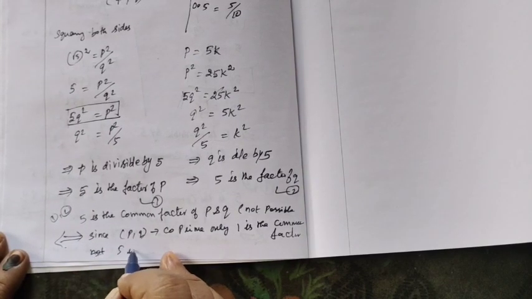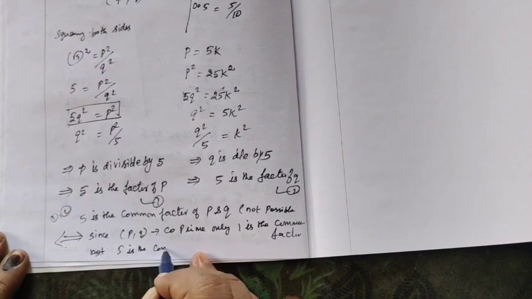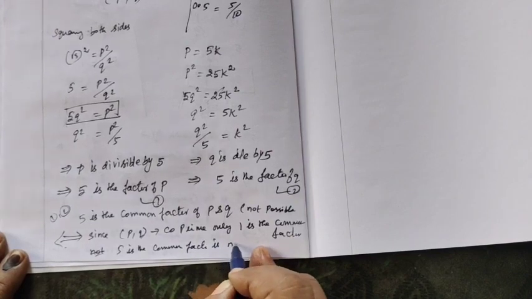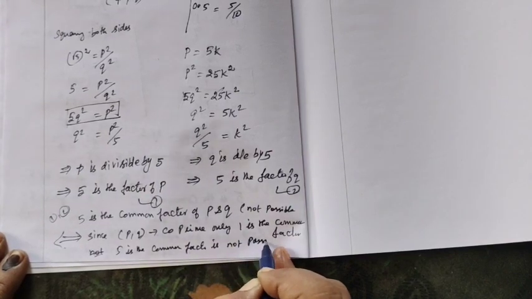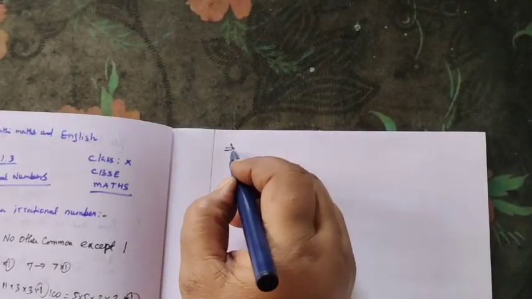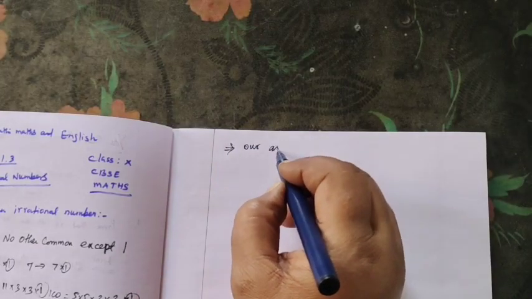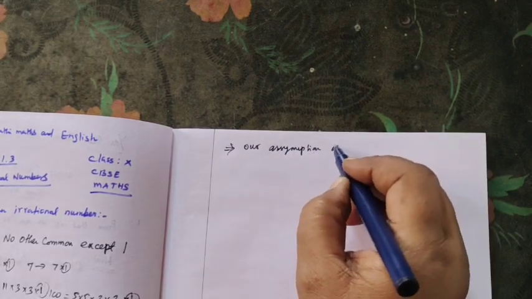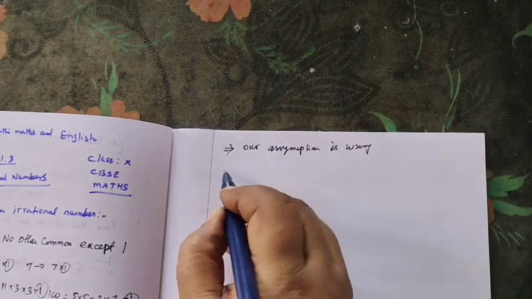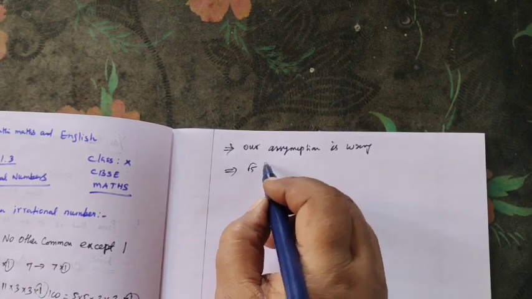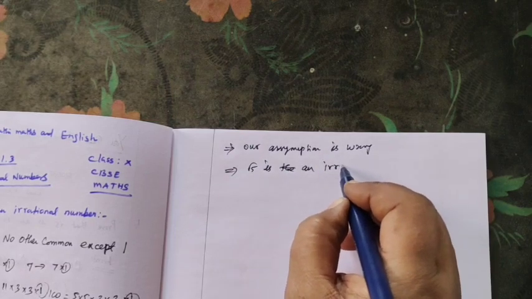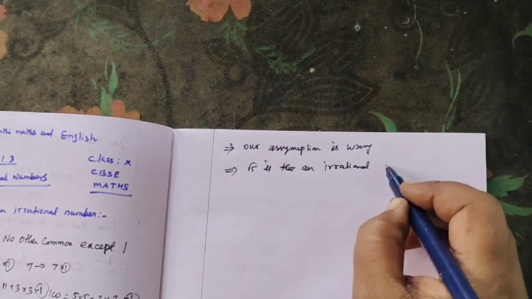Here you write, 5 is the common factor is not possible. So which implies our assumption is wrong. Which implies root 5 is an irrational number.